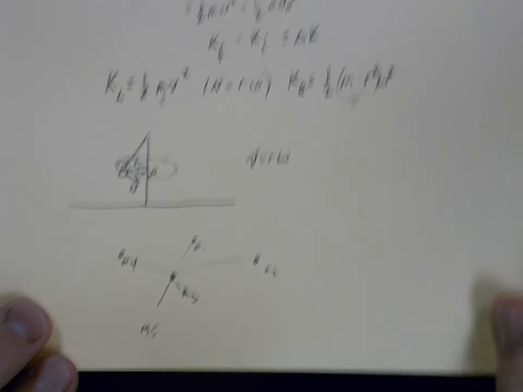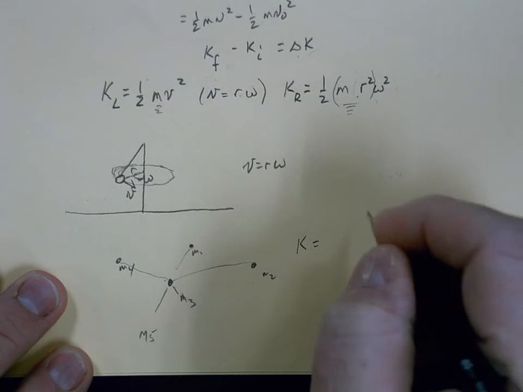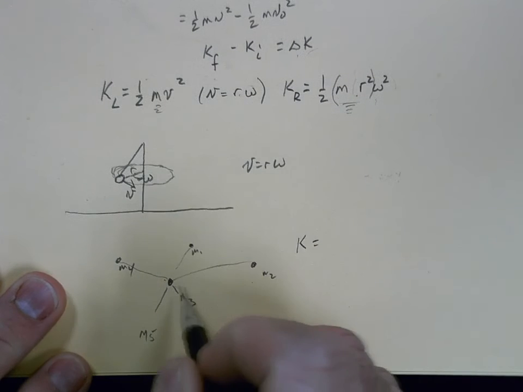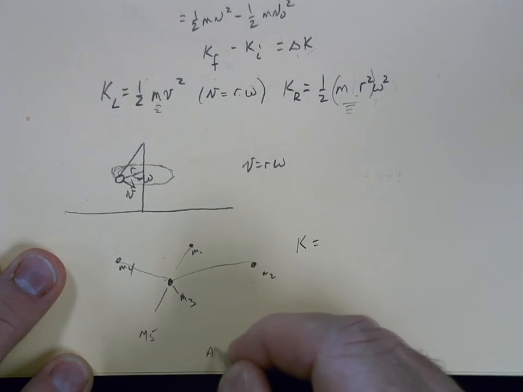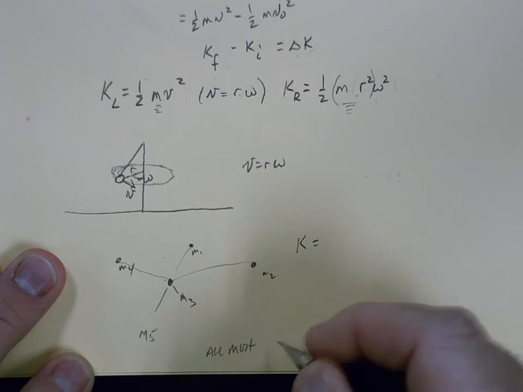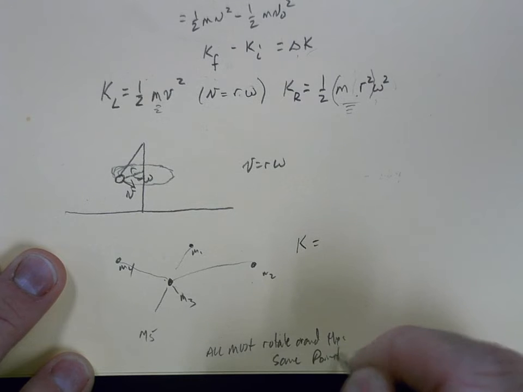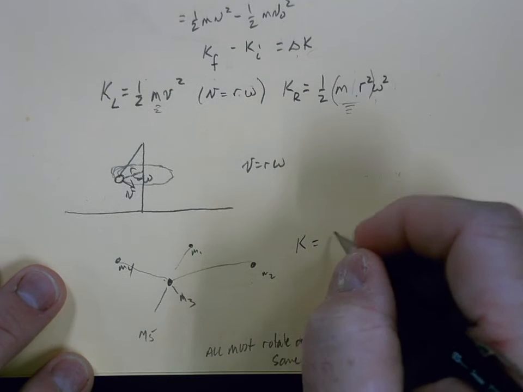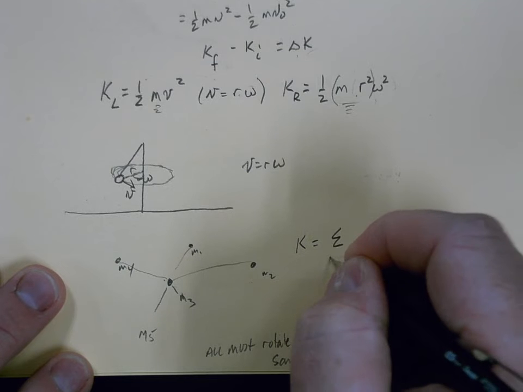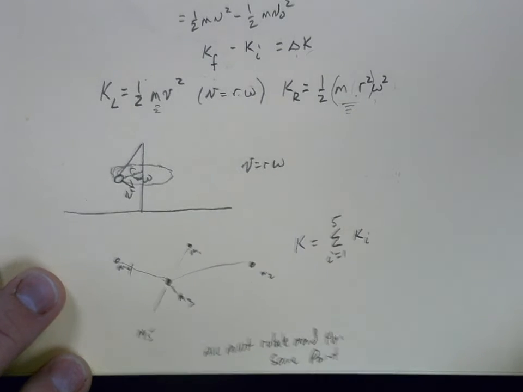So if we find the kinetic energy for this system, our K is going to equal the sum of the kinetic energies for each one, as long as they're rotating around the same point. Now this is an assumption that we have to make, that they all have to rotate around the same point. But what happens here is we get the sum from i equals 1 to 5 of the individual kinetic energies of each of these balls.